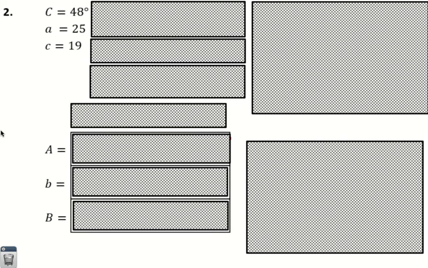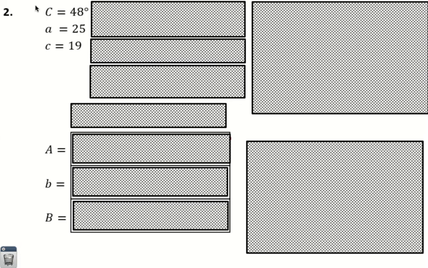In number 2, they give you big C, little a, and little c. And we only have one angle, so it's not like we have 2 angles right off the bat, where we should find the third angle quick and easy. But what could we do here? Could we do the law of sines?